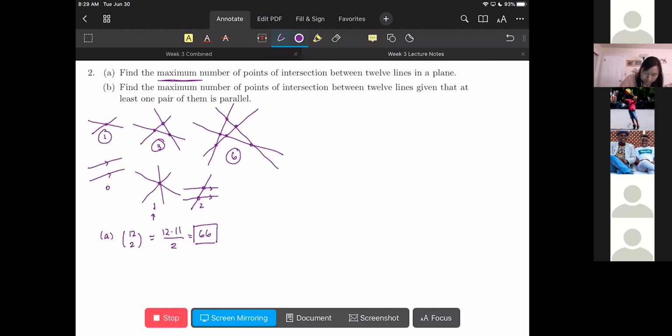Yep. Does everyone see why that's the case? Yes, please. Yeah. So basically, what was said was correct. Basically, if we want the maximum, then we say only one pair is parallel. That means out of all the 12 choose 2 combinations of pairs of lines, one of them will not intersect, but all of the other pairs will intersect. So we just subtract 1. Cool.